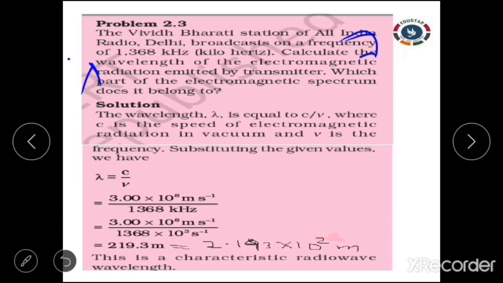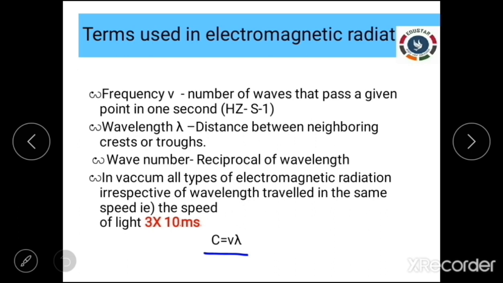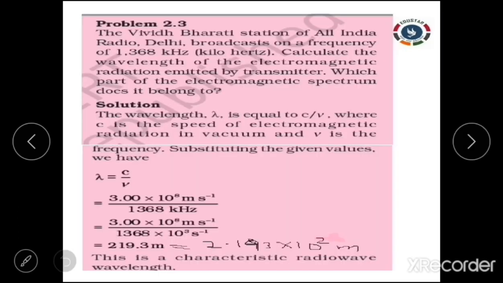So first we have to put the formula, the formula we have just seen. C is equal to mu lambda. From this formula we have lambda is equal to C by mu. C, the value is already known, 3 into 10 to the power of 8 meter per second. Mu, what is mu? They have given 1368 kilohertz. For converting kilohertz into hertz, we should multiply by 10 to the power of 3, since this is a kilohertz. So we get the answer 219.3 meter.